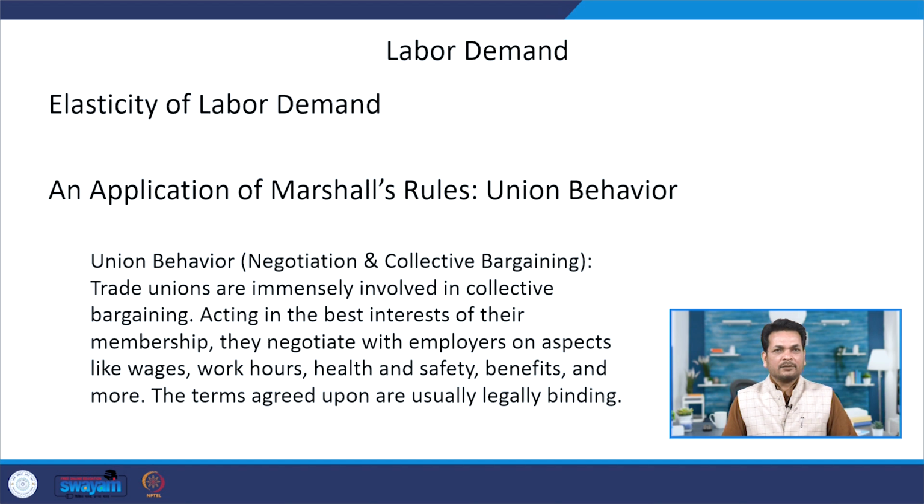So, now let us try to understand how the trade unions' behavior impacts the elasticity of labor demand. The behavior of labor unions shows how Marshall's rules can help us understand various aspects of the labor market. Let us, for example, consider a competitive farm that is initially non-union; there is no union in that farm. The farm hires 1000 workers at a going wage rate.